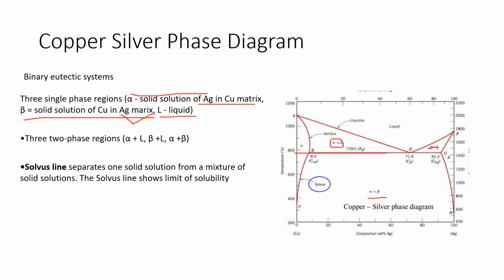Where is the solvus line? The solvus line separates one solid solution from a mixture of solid solutions. The solvus line shows the limit of solubility. This is the solvus line, the red line. The solvus line shows the limit of solubility.